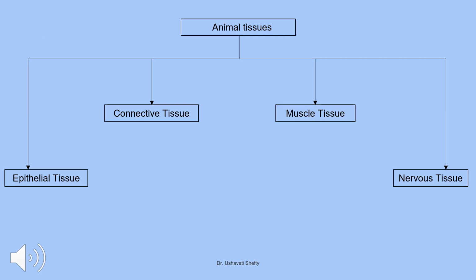Based upon the structure and function, animal tissues are classified into four broad categories. They are epithelial tissue, connective tissue, muscular tissue, and nervous tissue.